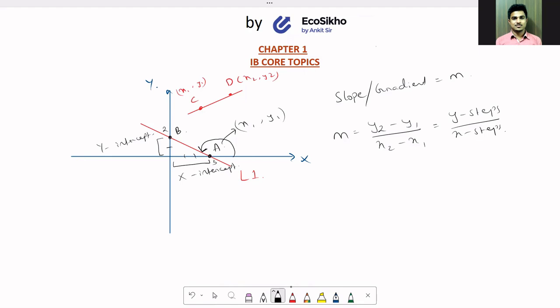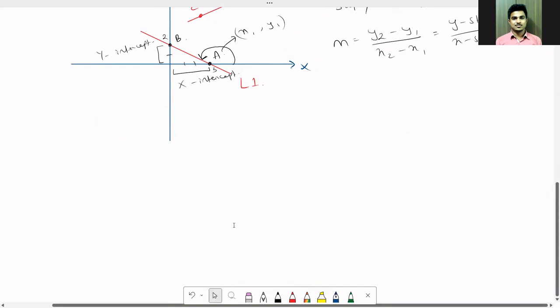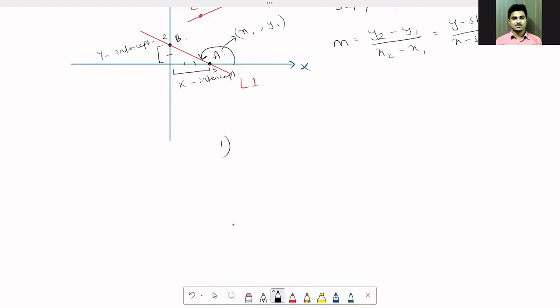Moving on, if two lines are parallel, then their slope has to be the same. Their gradient has to be the same. So if you have two different lines and you want to check if they are parallel or not, we can find out the slope for these two lines and check if the slopes are the same. If so, we can conclude that these two lines are parallel. If the slopes are not the same, then these two lines are not parallel.